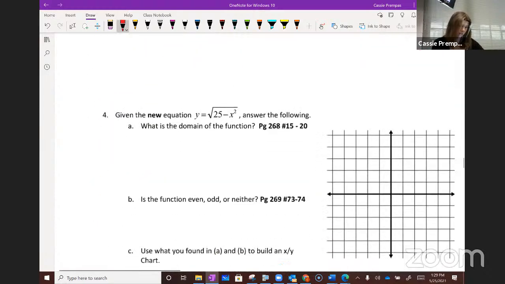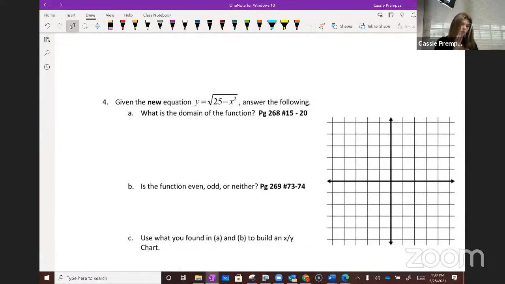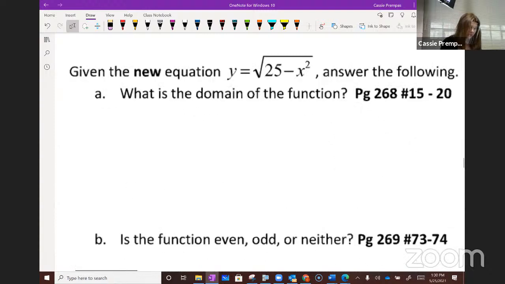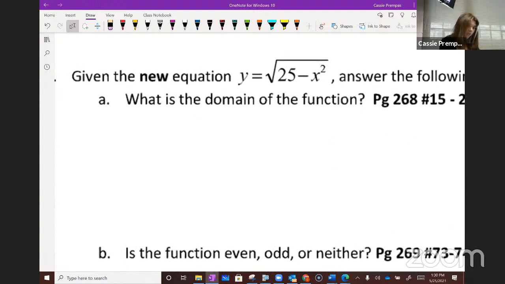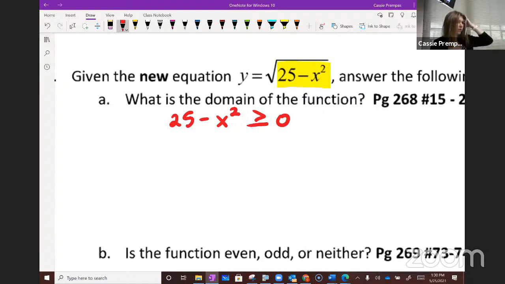All right, on to another question. This was taken from your chapter 2 test. Given the new equation, y equals the square root of 25 minus x squared, answer the following. What is the domain of the function? Again, we have a value underneath the square root. What can you not take the square root of? Negative. So if I'm solving for x, I would say 25 minus x squared has to be greater than or equal to 0, as I'm looking at what x values would produce real number y values.